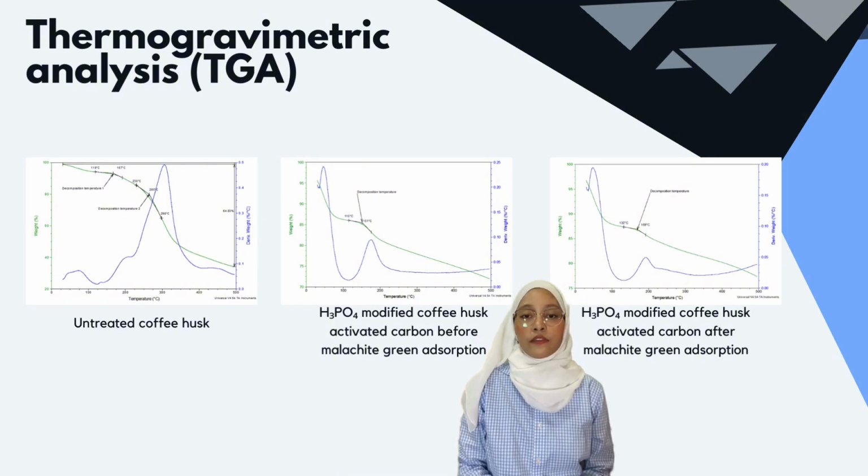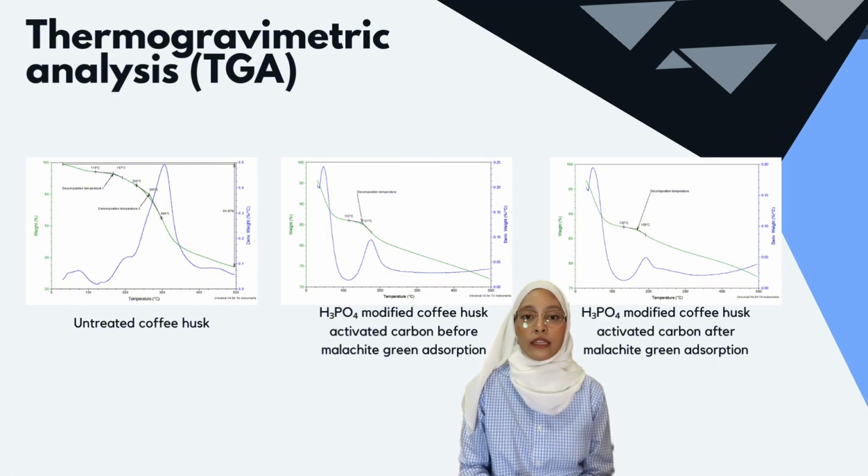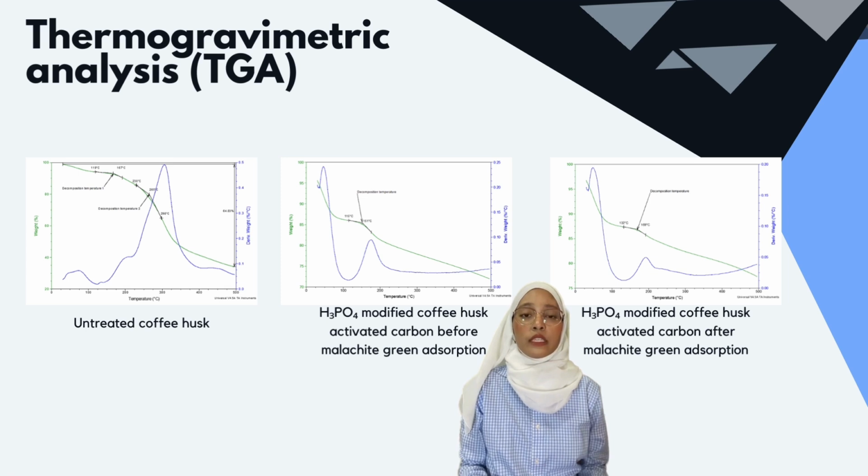The TGA curve for the modified coffee husk activated carbon shows different stages of weight loss. The initial weight loss at lower temperature is less pronounced compared to the untreated coffee husk, indicating less moisture content due to the activation process. Weight loss at higher temperature reflects the thermal stability of the modified activated carbon, suggesting the decomposition of the remaining organic materials and the structure of the activated carbon.